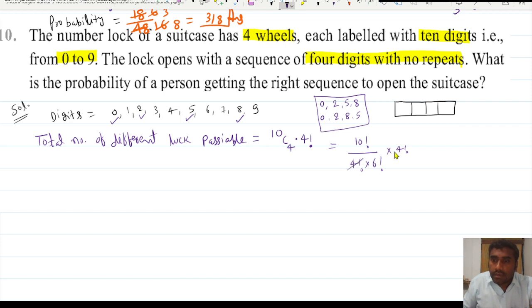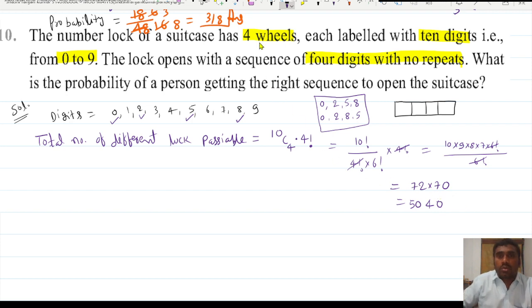So this we can cancel. That is actually 10 factorial, so you can write 10 into 9 into 8 into 7 into 6 factorial divided by 6 factorial. So this we can cancel. So the multiplication of this, how much will we get? 72 into 7 into 10 you can write. So that will be 5040. Right, so just check once. This is the total number of cases possible.